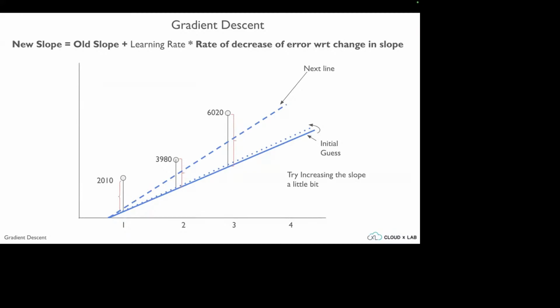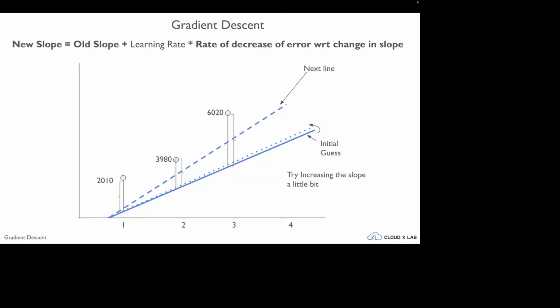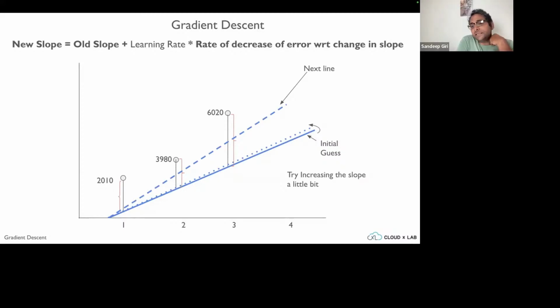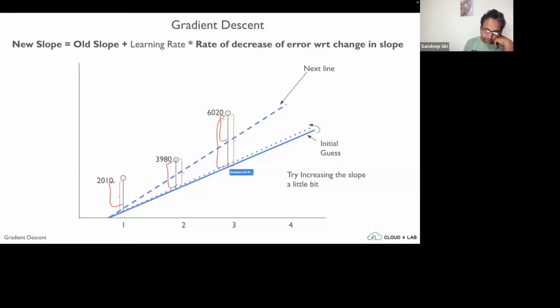Hey, Sandeep, just one point. When we are saying rate of decrease of error, there will be some value where we are seeing whether it is reducing or increasing. How are we going to identify that? Yeah, rate of decrease in error. Error is this length: how much this plus this plus this. That's our error, the total of all the errors. This total is what we are trying to minimize.